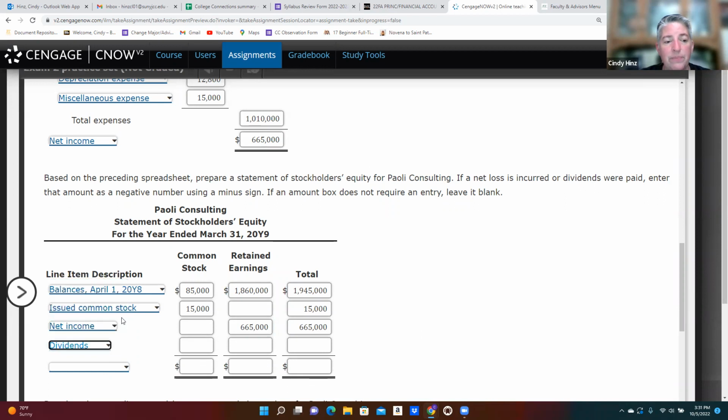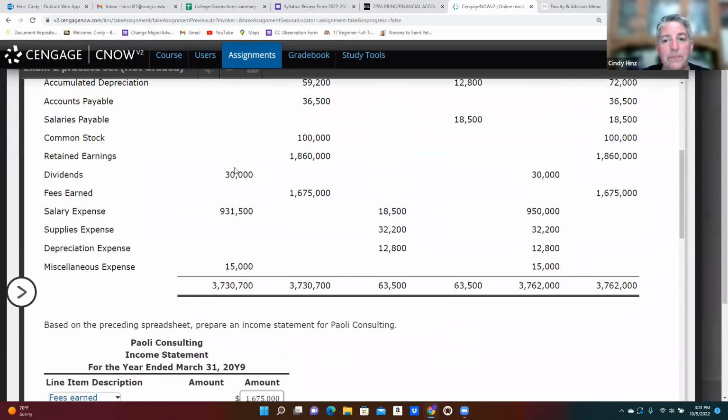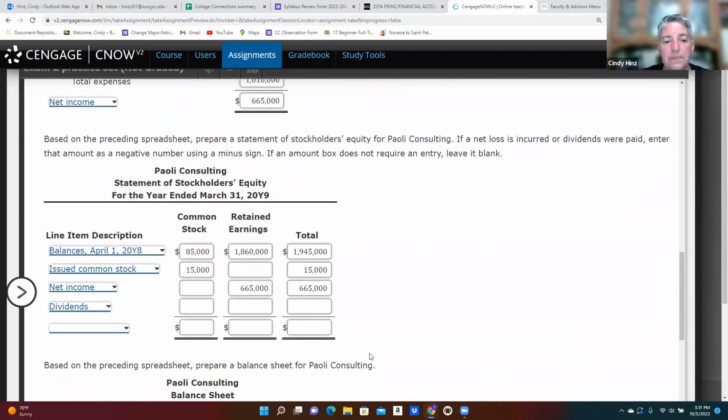And the final piece is dividends. It does tell us here that we paid $30,000 in dividends. And as we saw in the previous exercise, when we closed that dividends account, we subtracted it from retained earnings, and that's what we're going to do here as well. So I do need to show that as a negative because it reduces our retained earnings, we want to show it as a negative using the minus sign.